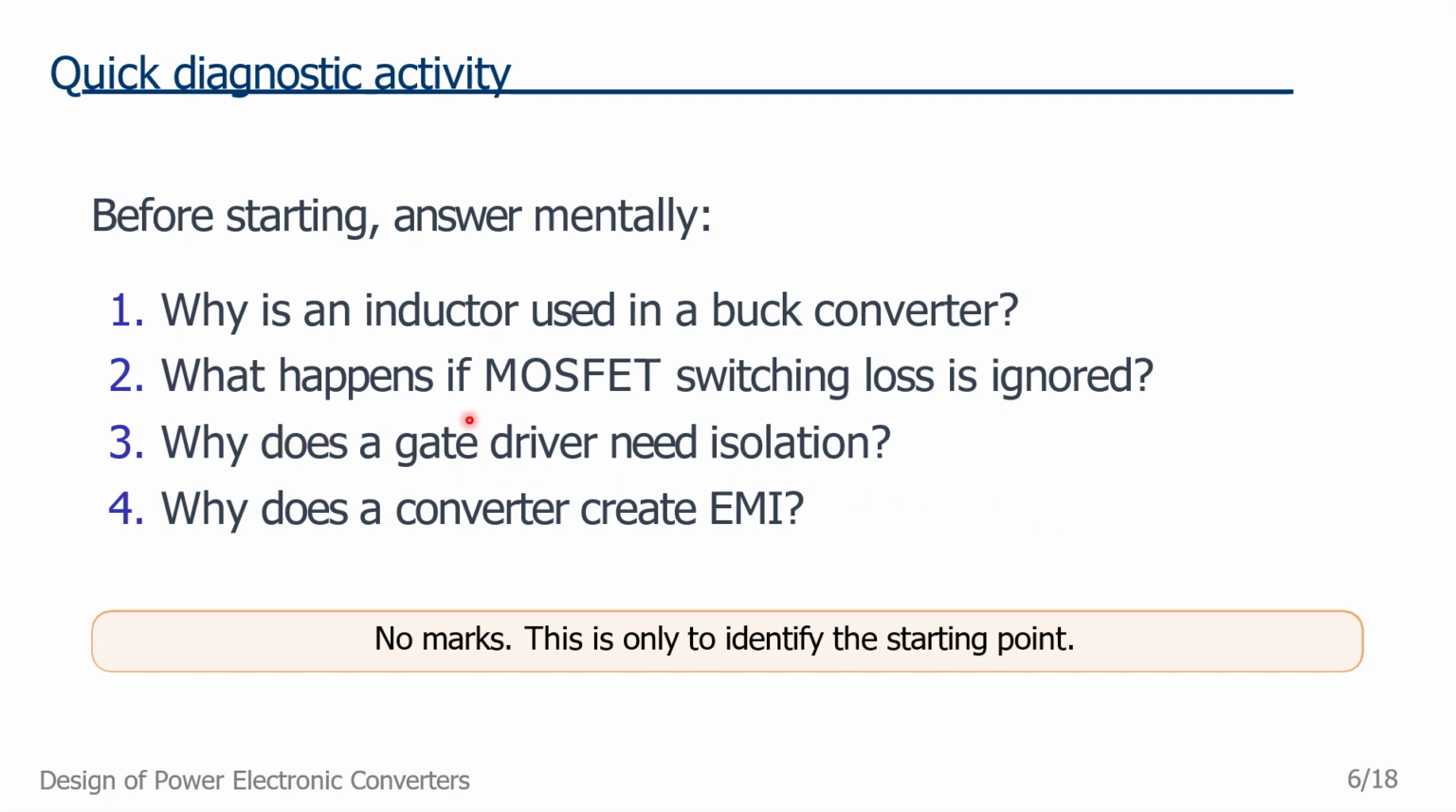Now the second question is, what happens if MOSFET switching loss is ignored when you practically design a circuit? The third question is, why does a gate driver circuit need isolation? We know the converter circuit, we know the driver circuit, but we need to isolate this control circuit and the power circuit. So what is the need of this isolation? Now the fourth question is, how is EMI created in a converter circuit?